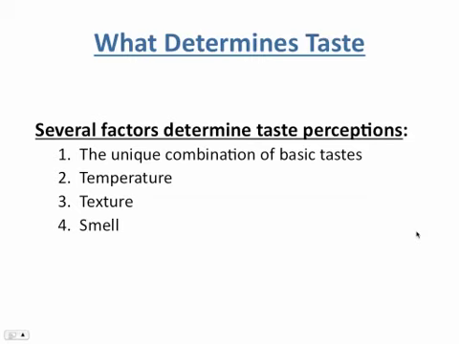Now, there's several factors that determine taste. So the first one would be that unique combination of basic tastes, so those different chemicals. And anyone who's ever tried to cook would know this. You add different flavors because you want to get that unique combination that'll make something taste great.